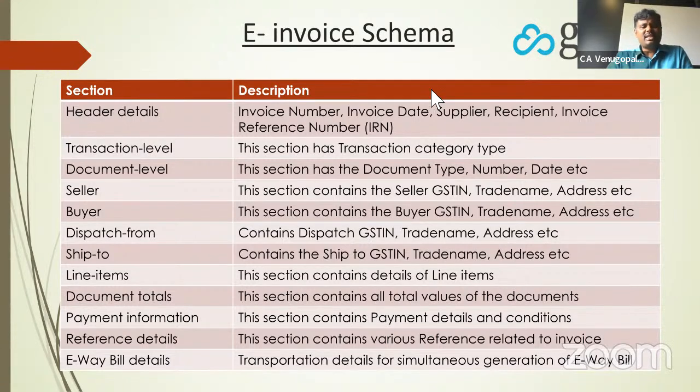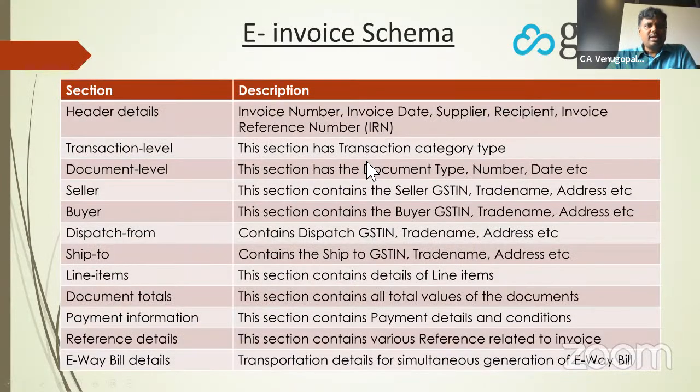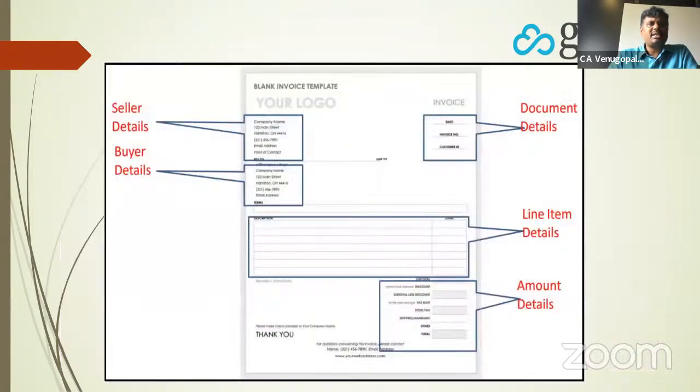There are a few details on the schema which are more technical. I would like to take a couple of the points. The e-invoice is divided into sections. Now this slide sounds very technical. All that I will say is look at your physical invoice. Your physical invoice also has sections. That is what the schema has defined.